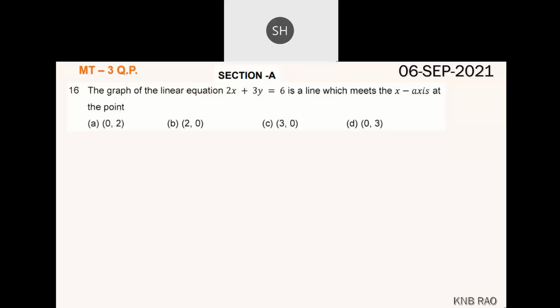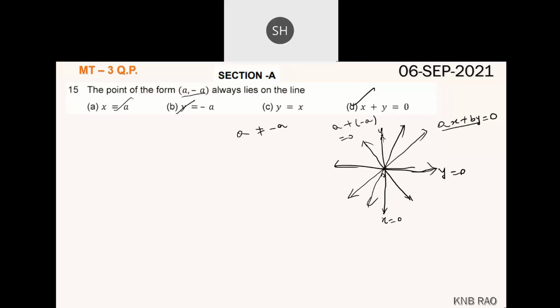Sir, in 15th question, option B, y equal to minus a will become, sir. Then why not x equals to a, sir? Sir, x equal to will be minus a, na, sir. How? It is a. x equals to a is given.